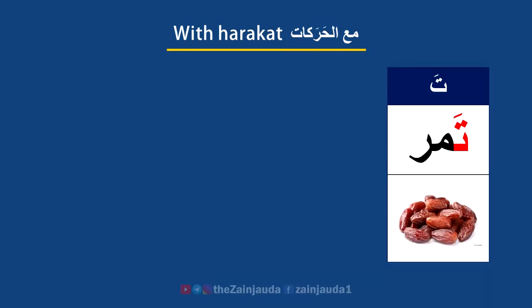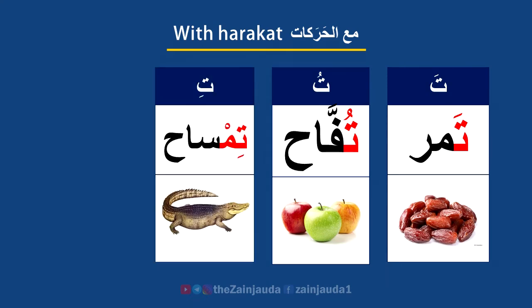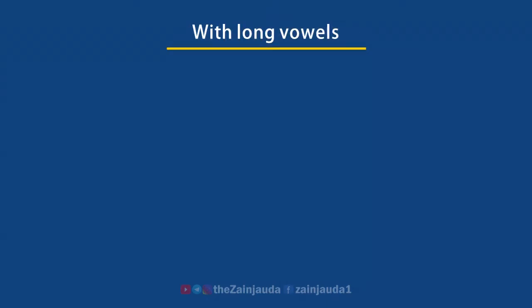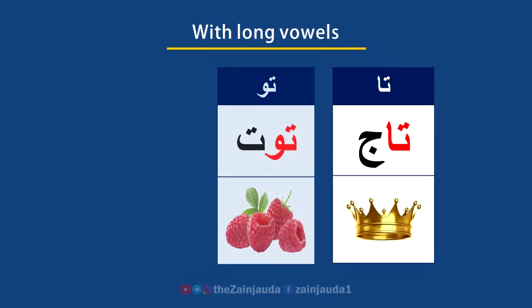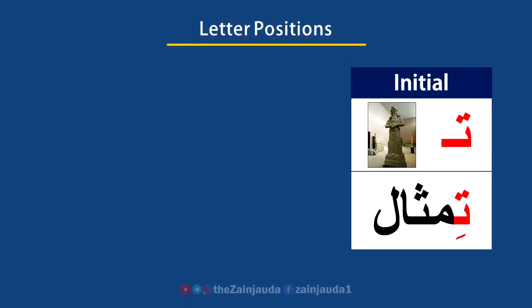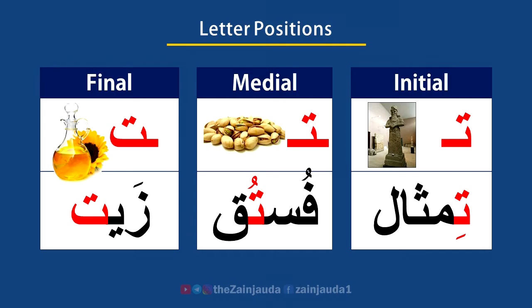Examples of ta with the harakat: tamr, tufah, timsah, sitra. With long vowels: taj, toot, teen. And the positions of ta: in the initial one, timthal. In the medial one, fustuq. And the final ta, zayt. Notice the change in the shape of ta in the initial and medial positions.